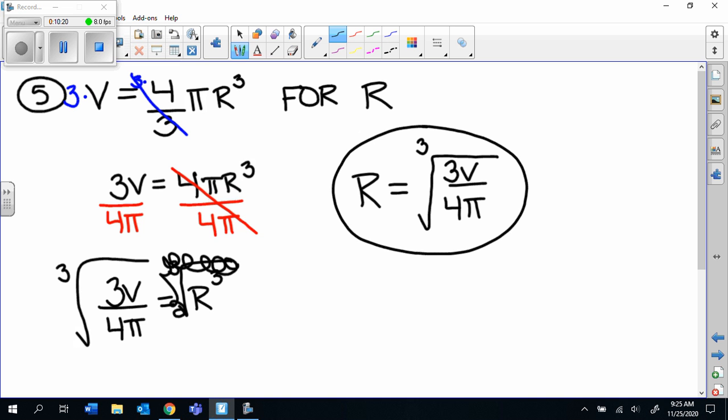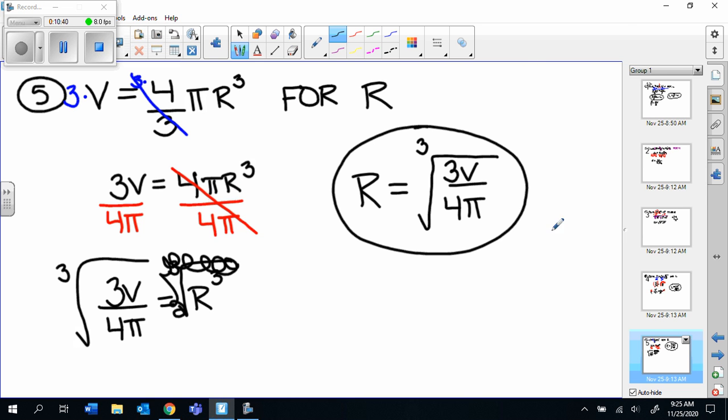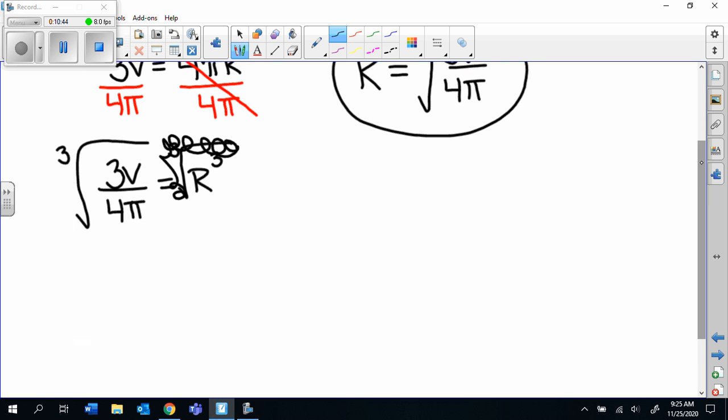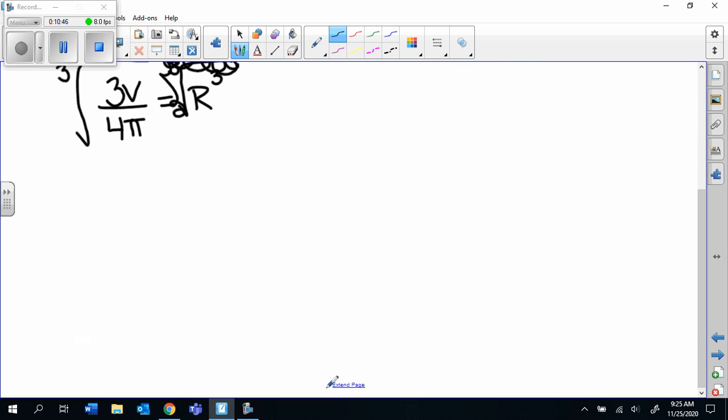Now, I know what some of you might be thinking. Am I allowed to have a radical in the denominator of a fraction? And oddly enough, in my teacher's edition, they keep the answer in this radical form. They don't rationalize. Stay with me here while I change to another screen. Well, we can just go down here.